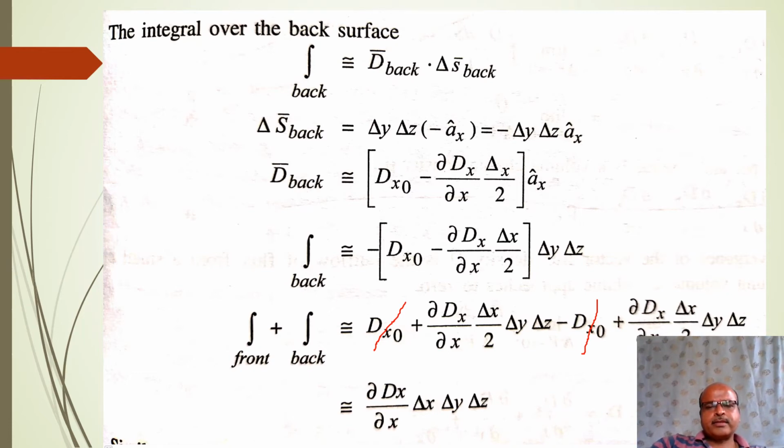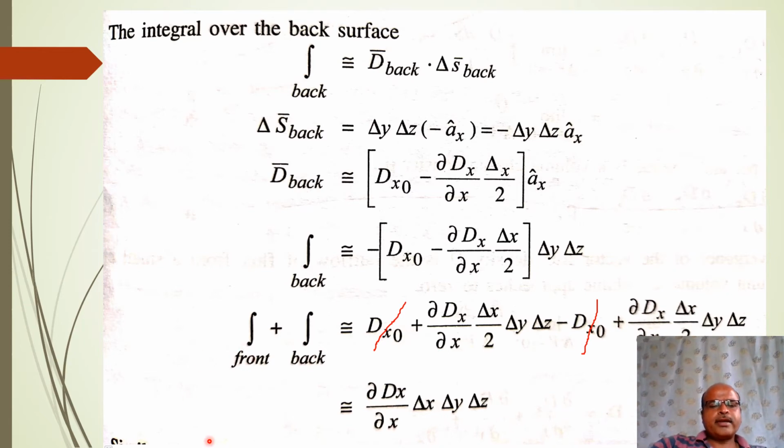Here the two terms are there, that is ∂Dx/∂x into ∂x/2 ∂y ∂z. As we add these two terms, as for example x plus x is 2x, similarly this term becomes twice. As this term becomes twice, then twice into 1/2 gets cancelled, and we'll get the equation ∂Dx/∂x ∂x ∂y ∂z.